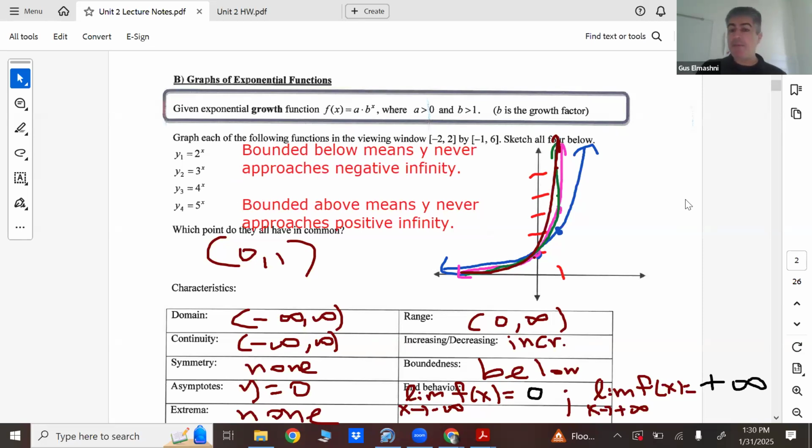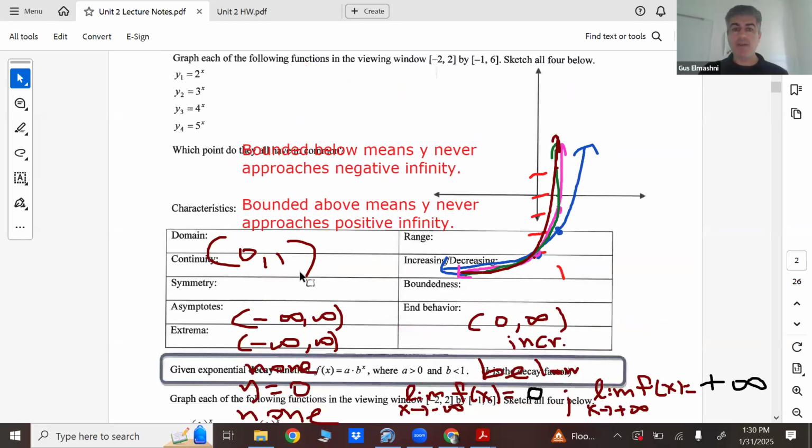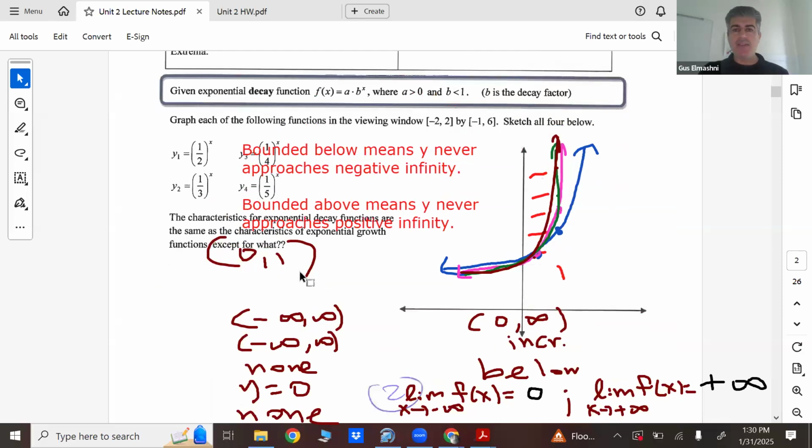Okay. End behavior, you know what that means? Asymptote y equals 0, because that's an end behavior asymptote. There are no extreme high points or low points. To be at an extremum, you need to switch from increasing to decreasing or vice versa. We don't see that at all. So we're comfortable with how that's happening. That's what's going on with exponential growth. Now decay.